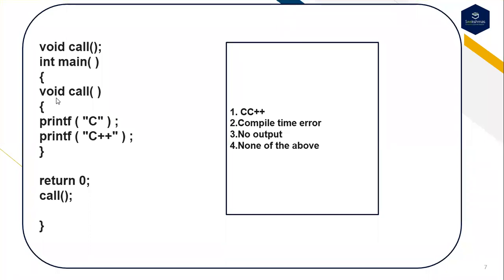This is the fifth question. Void call, a prototype declaration, int main, void call, printf C and printf C++, return 0. I'm calling the function called call. Predict the output of this code, and these are the following options.